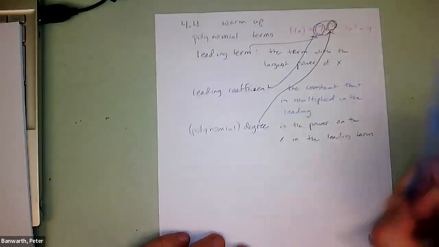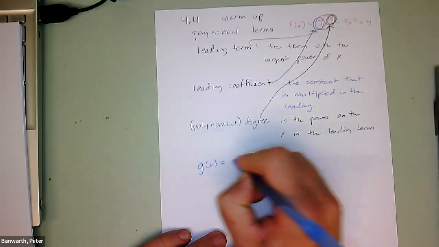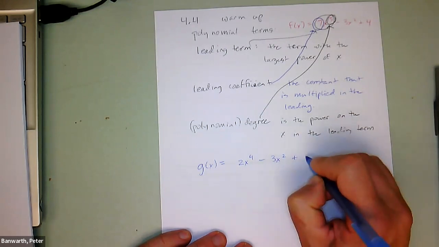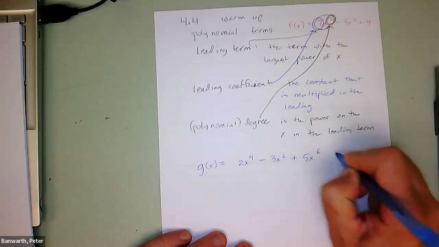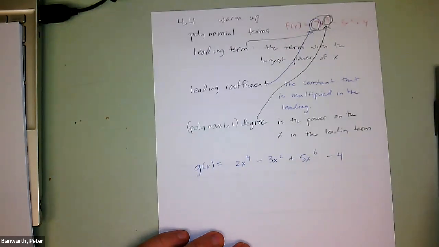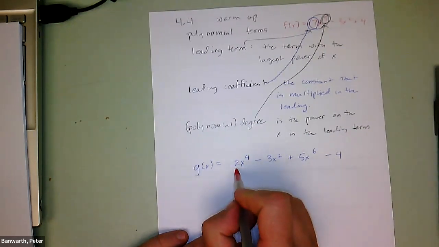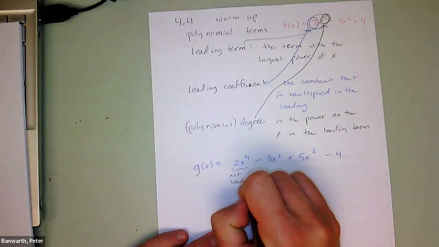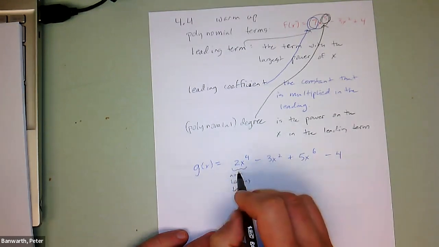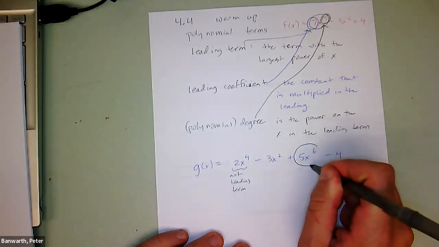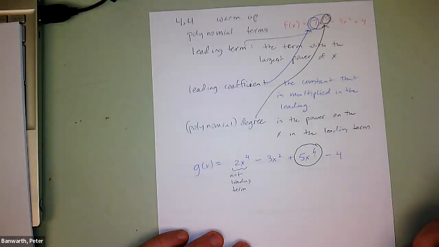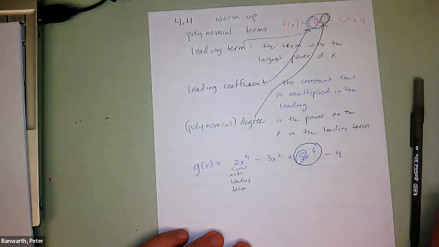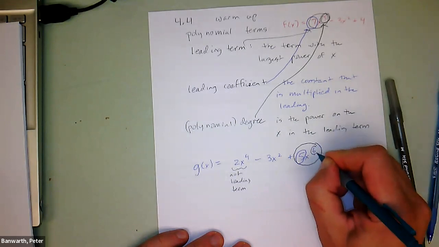Let's do one more. I have g of x. Let's say it's 2x to the fourth minus 3x squared plus 5x to the sixth minus 4. You have to be careful. This is not the leading term. It's the first term, but it's not the leading term. The leading term is the one with the highest power. So it's 5x to the sixth. The leading coefficient is the 5, and the degree is the 6.